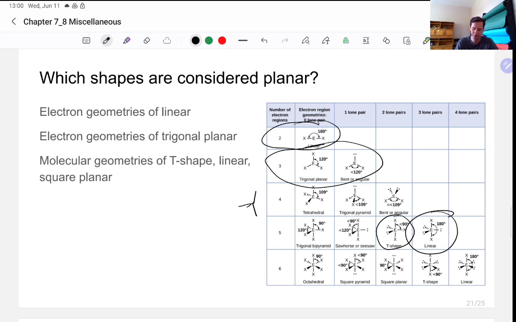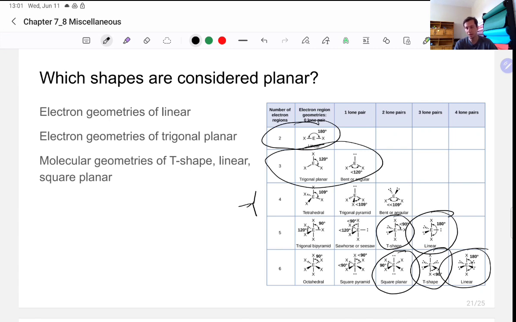Then if we're looking at electron geometries of octahedral, in terms of molecular geometries, which ones are planar? The pyramid and octahedral, no. But again, we have square planar. So now they're all, as it implies, in a plane. All the atoms that are not the lone pairs are in a plane relative to each other. And then we have T-shape again and linear. So those are the ones that are planar.